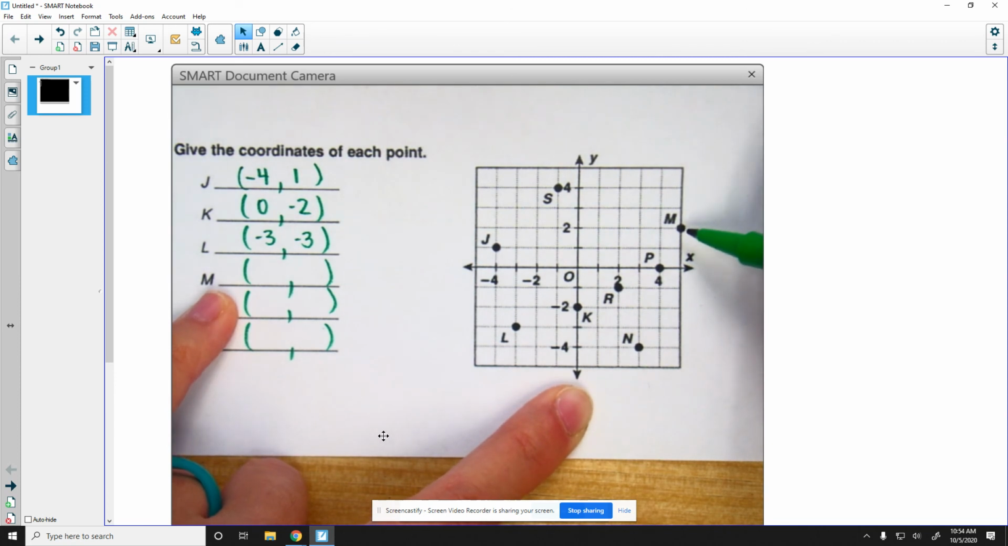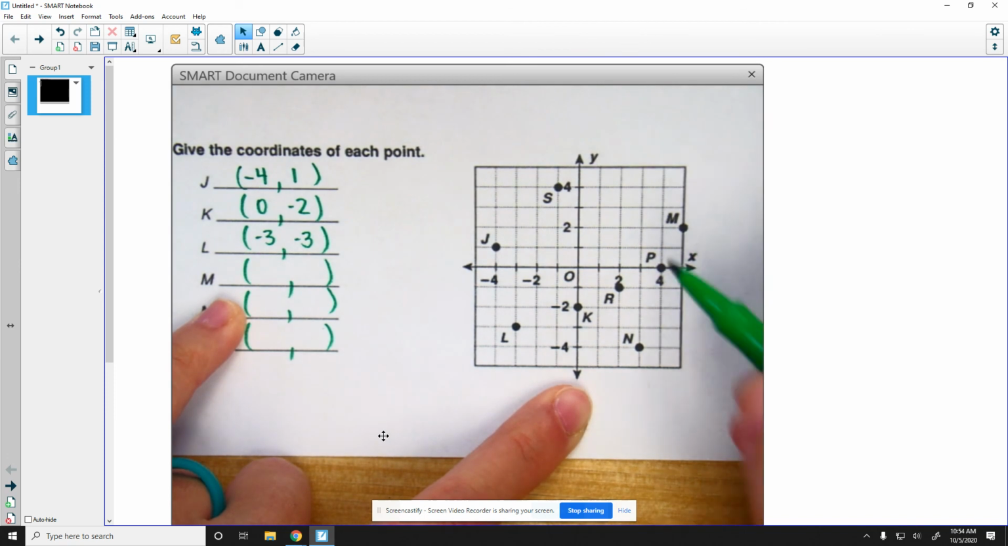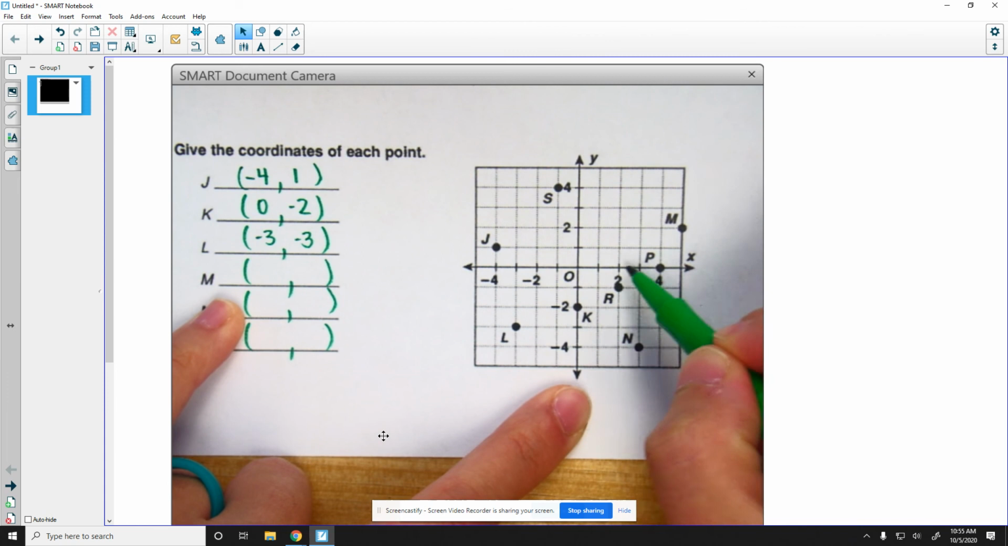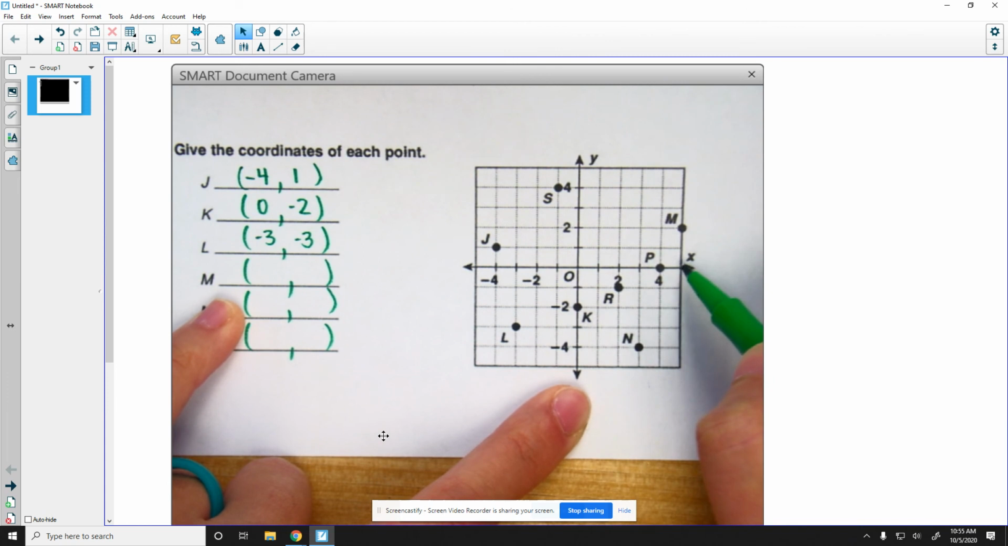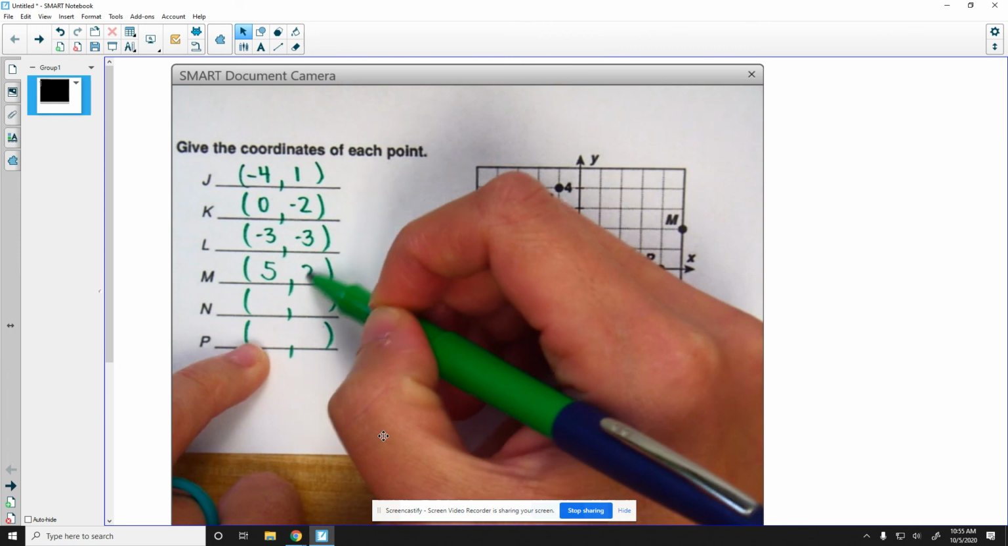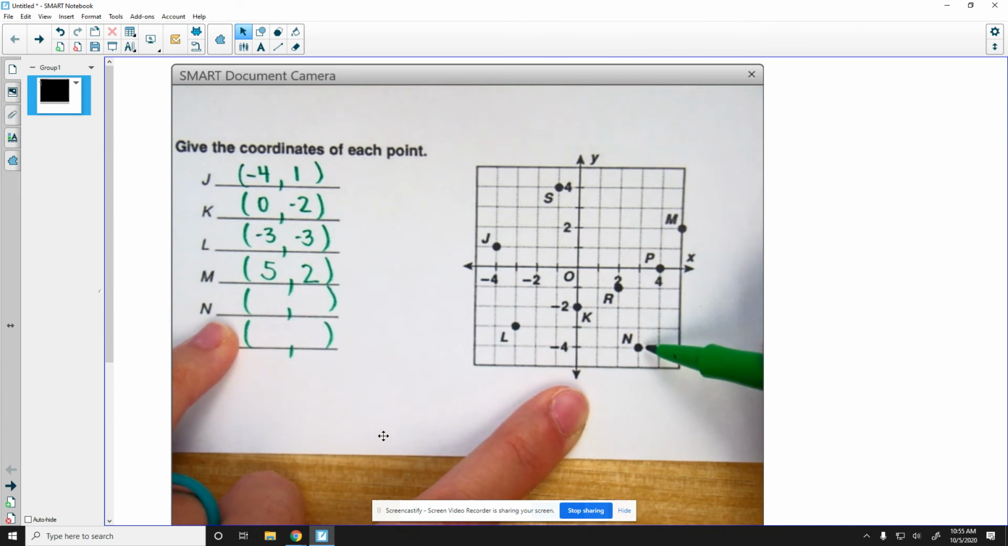Okay, M, someone online, I haven't forgotten about you. Either shout it out or type it. Someone online, what do you think? Oh, Jose says 5, 2. Good job. So start here. You go right 5, right, left 5. So that's your first number because it's always the right, left, and then up, down to the positive 2. Good. All right, letter N.